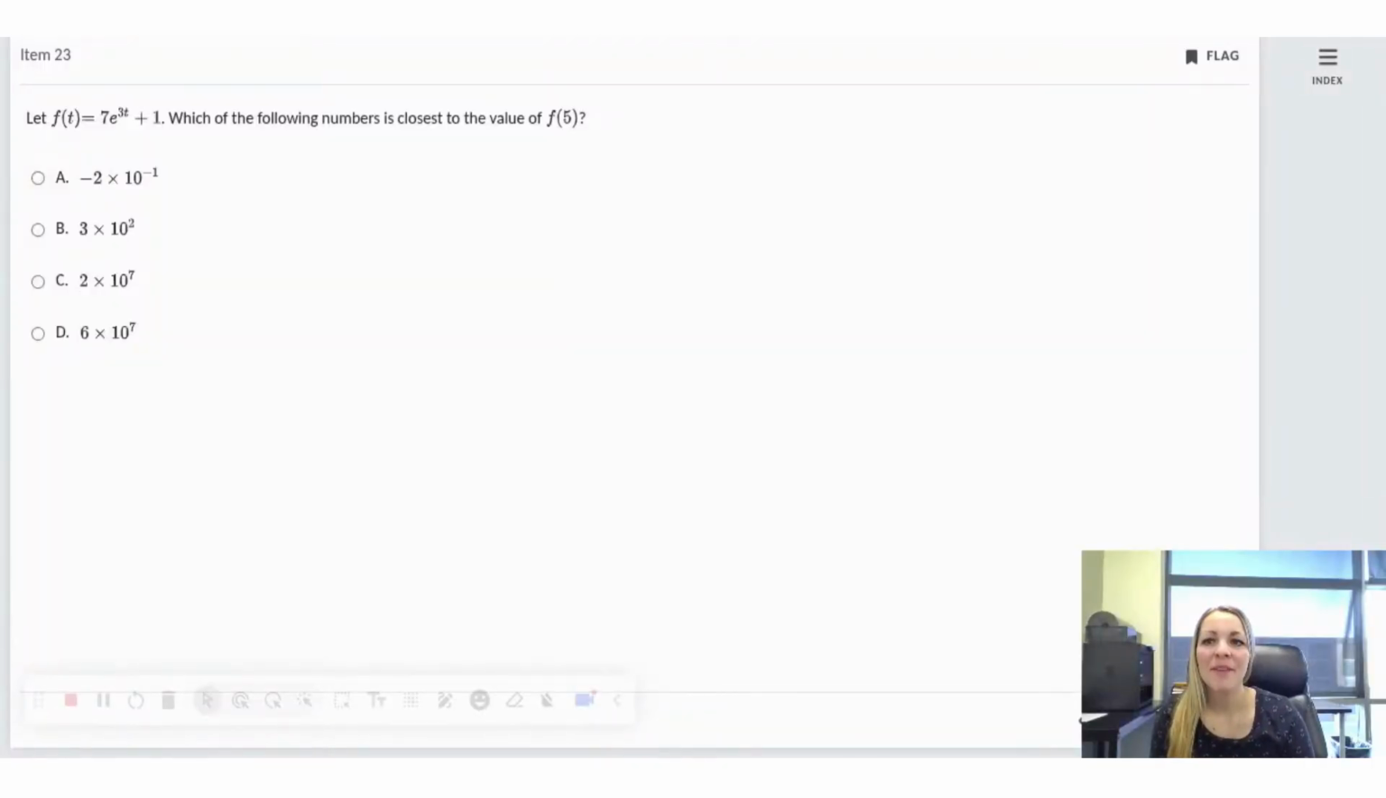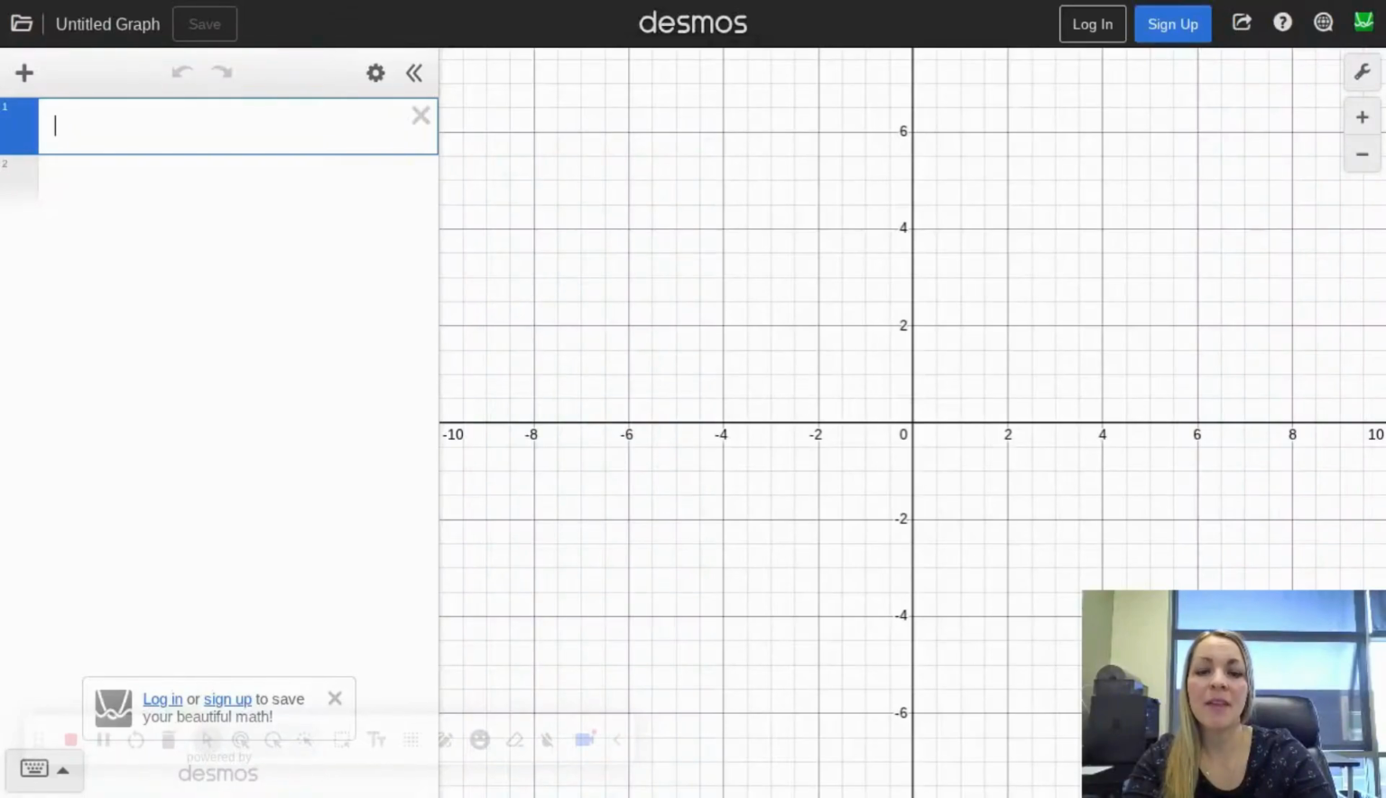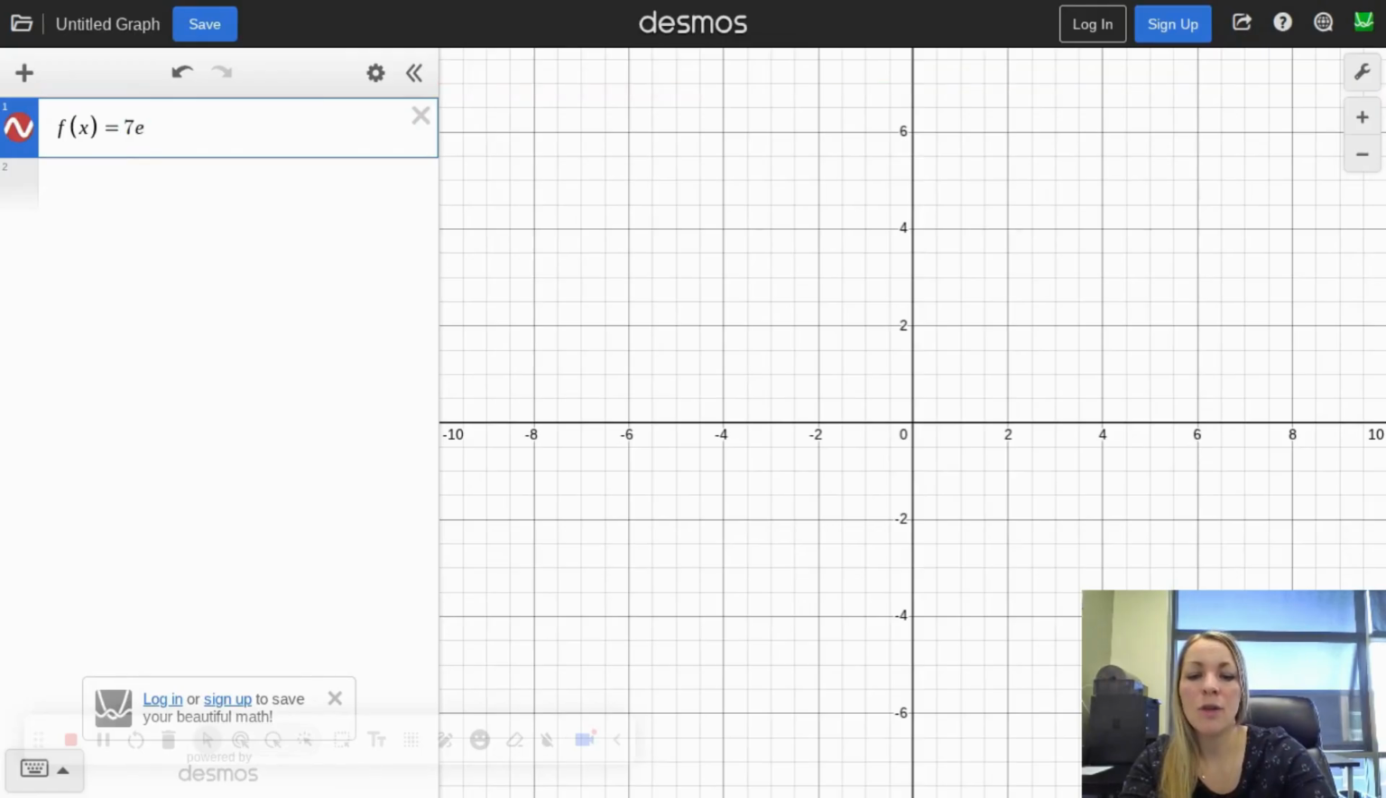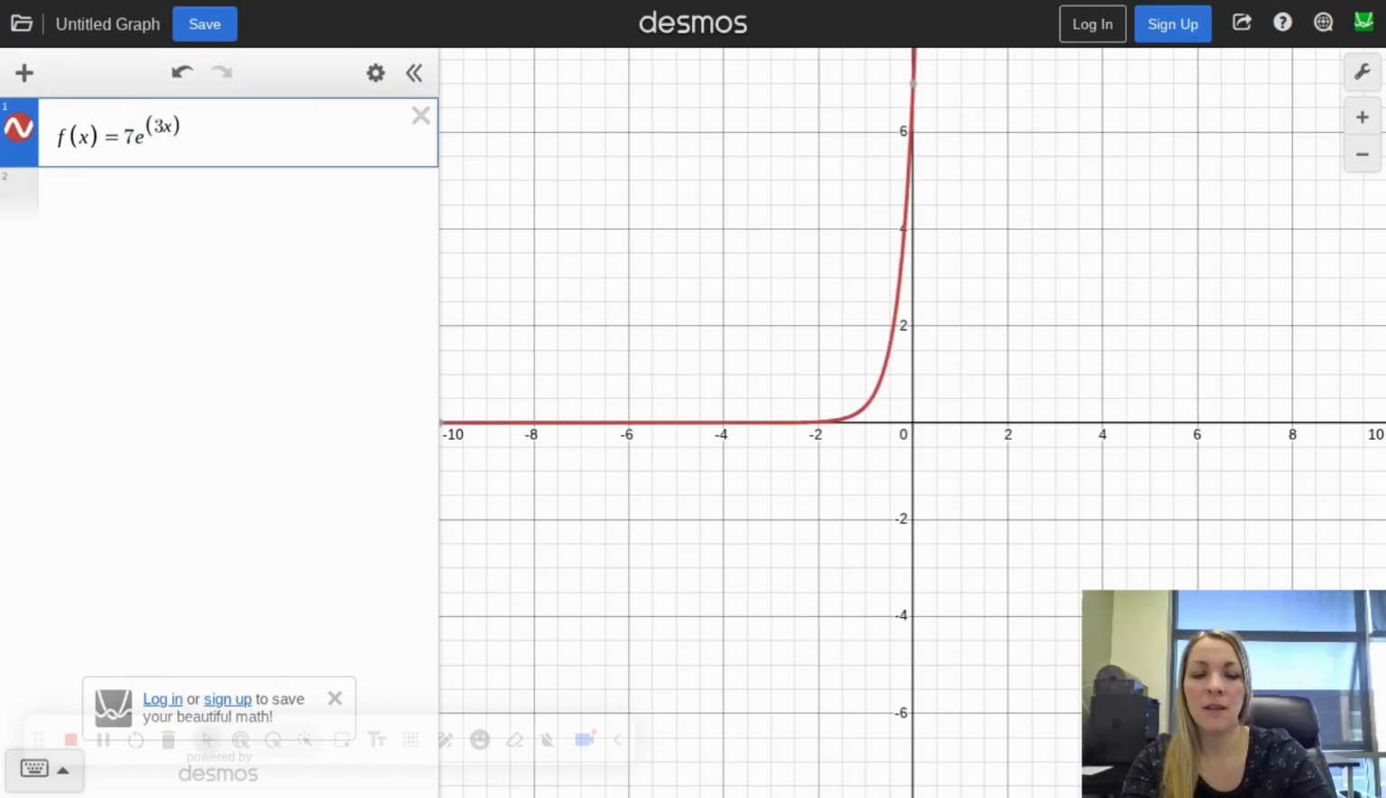Question number 23. Let f of t equals 7 times e to the 3t plus 1. Which of the following numbers is closest to the value of f of 5? Let's go to Desmos to help us out. I'm going to start by typing in the function f of, now the problem says t, Desmos likes us to use x. So everywhere I see a t, I'm just going to replace it with an x. So I have f of x equals 7e to the power. Now we're going to need to use parentheses so the 3 and x stay in the exponent. So I'm going to go to the parentheses 3x plus 1.